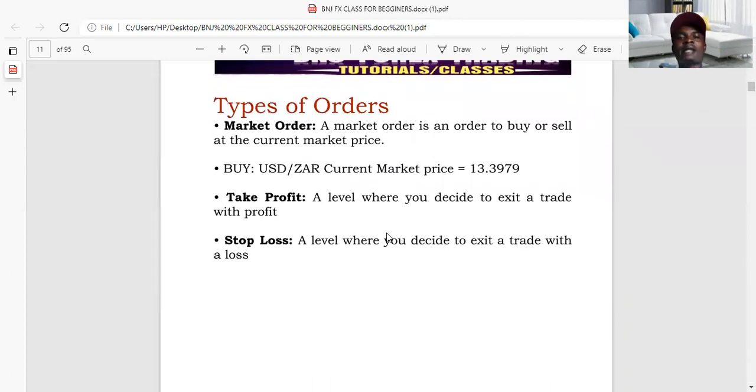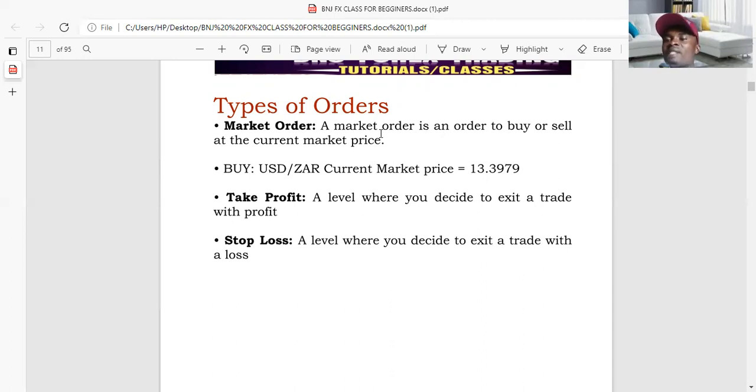Let's see types of order. In Forex, we have different types of order: market order, take profit, stop loss, and others. But we'll be taking it one after the other. Here we said market order, and we said a market order is an order to buy or sell at the current market price.